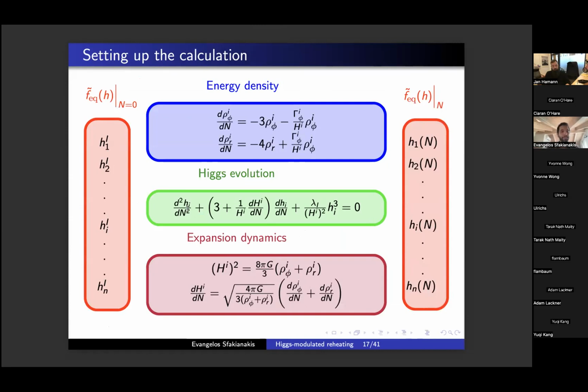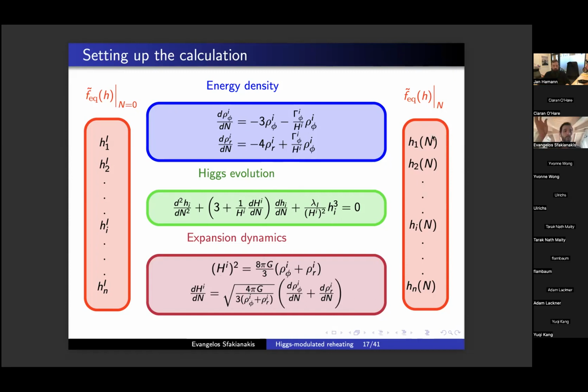So this allows us to actually analyze the problem. And if we write down H1, H2, H3, so we draw the value of the Higgs at each of the patches drawn from the distribution by Starobinsky. Then we evolve the universe in each of these Hubble patches, right? We evolve the energy density of the inflaton and of radiation, so the decay product. We evolve the Higgs, and we do the self-consistent expansion dynamics, because the expansion is different if you have dominated by radiation or dominated by matter.